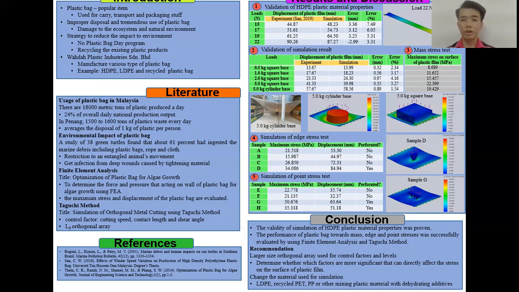And also there are some recommendations for further research. The first one is that a larger size of orthogonal array can be used for the control factors and the levels, because we can determine which factors are more significant and directly affect the stress on the surface of the plastic film. And the second one is to change the material used for the simulation, for example LDPE, recycled PET, PP, and other mixed plastic material with degradable additive. That's all for my presentation.